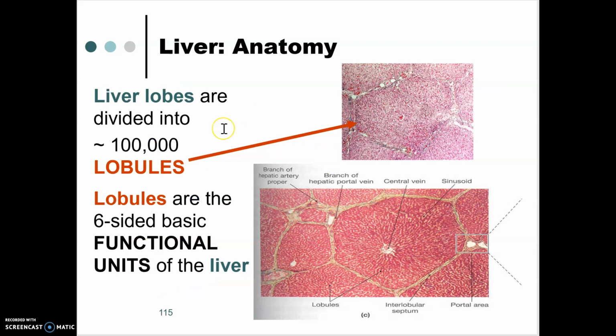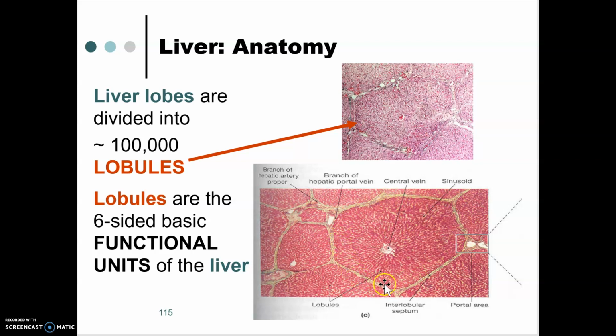Now, if we have a look at the anatomy and we get a little bit finer, we're going into our microscopic anatomy now. We're going to look at those big chunks of the liver divided up into lobes, and we're going to look at these microscopic lobules. Now, in each one of these liver lobes, we're going to find around 100,000 lobules. And a lobule is going to be the functional unit of the liver, okay? And here's what they look like under a magnifying glass, under a microscope.